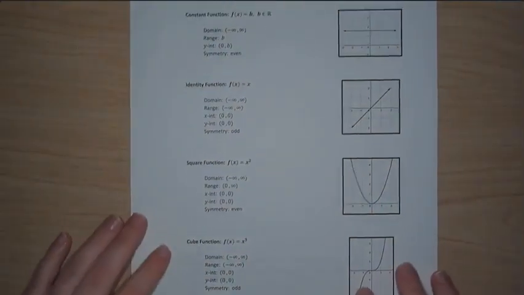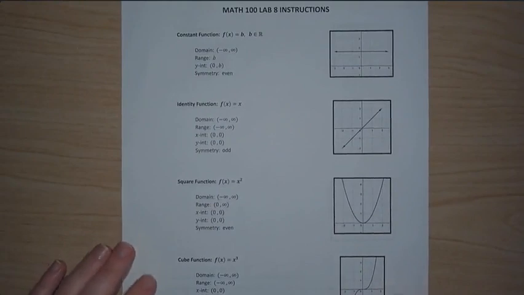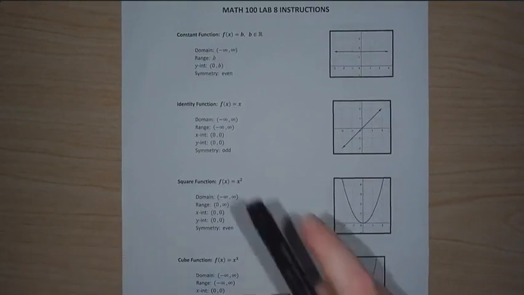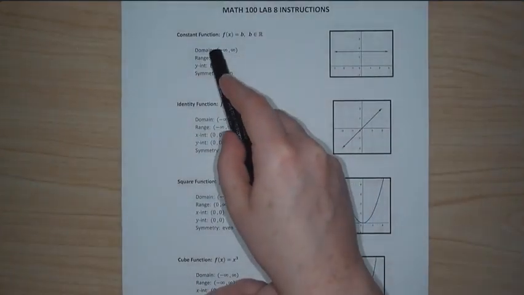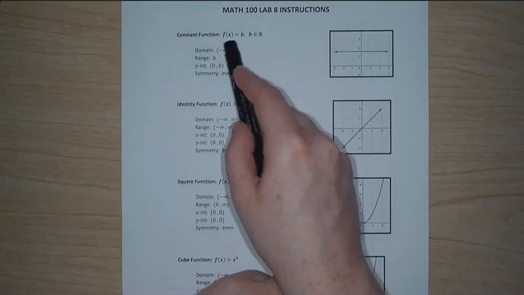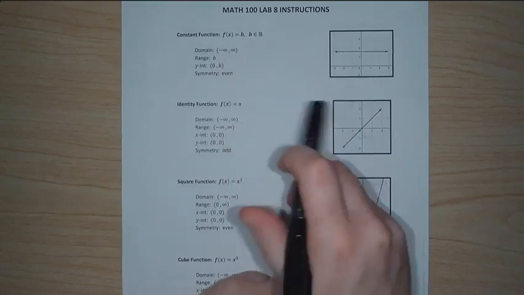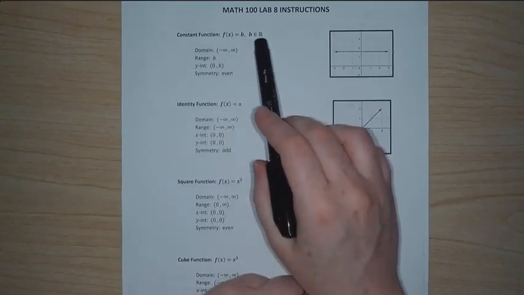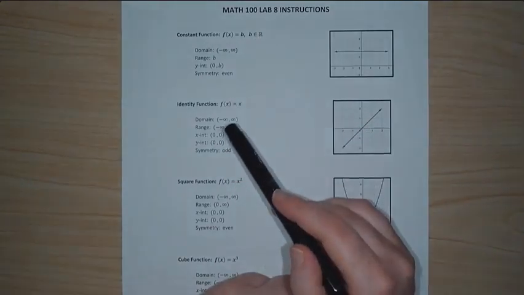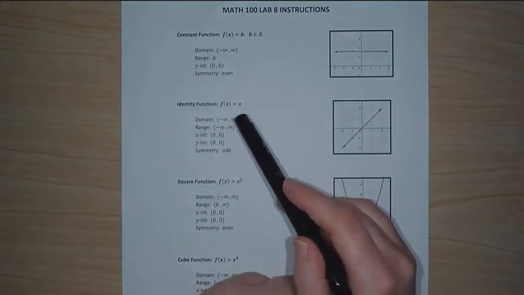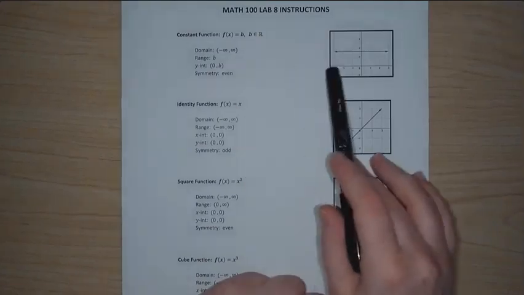This is the video for Lab 8. We have the following types of graphs and functions I'm going to go over with you. The first is the constant function, y equals f of x equals b, where b is some type of real number. So b can be, for example, 0, it can be 1, it could be 3, it could be pi. It just has to be a real number.